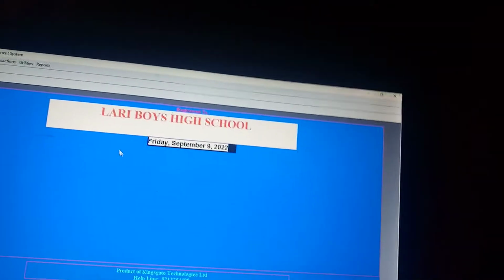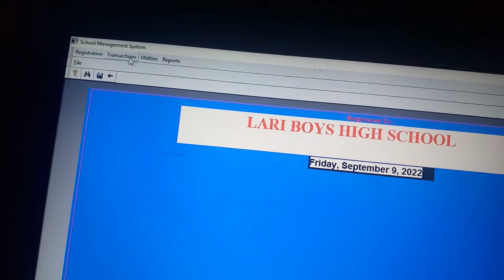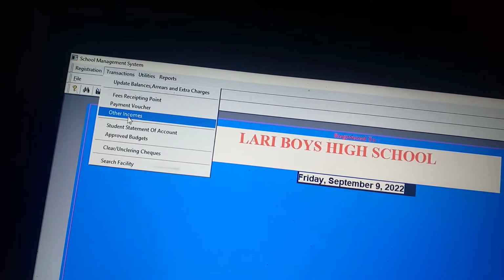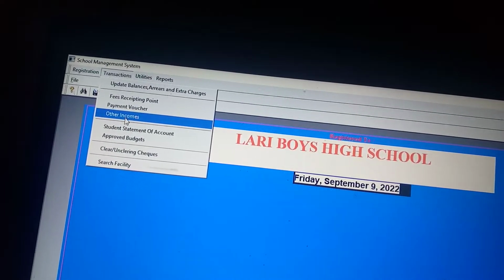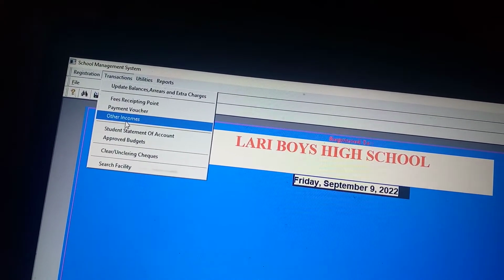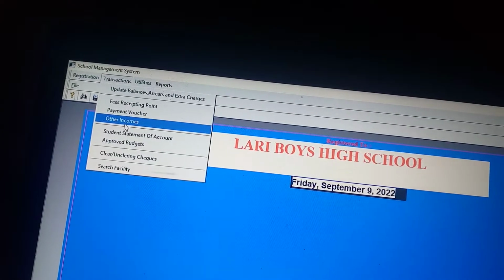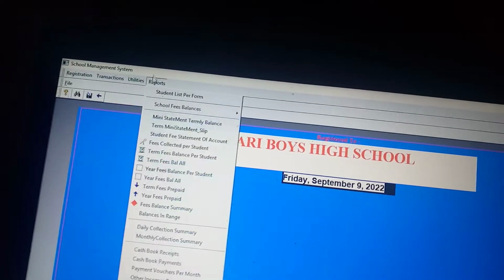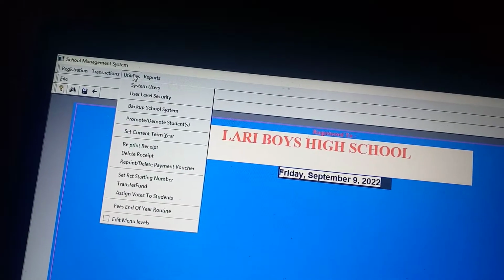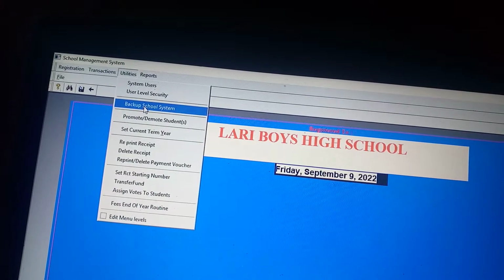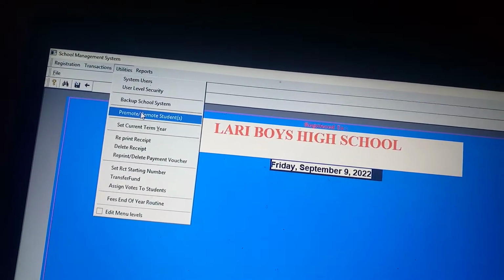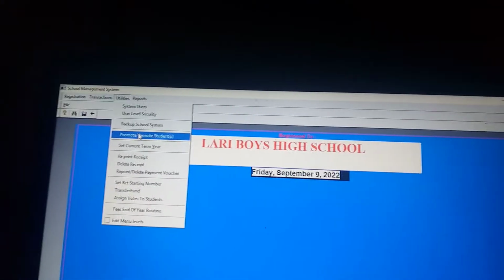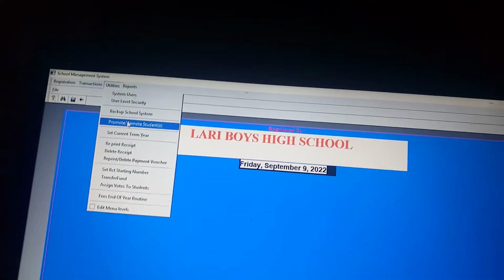Now after doing that, we also do payment vouchers through the system. We have a place for other incomes, so that means we are able to do all the mathematics through the system. Now on utilities, this is where you can actually back up the system. You can promote our students. You don't have to call us when the year ends. You just promote the students by yourself.